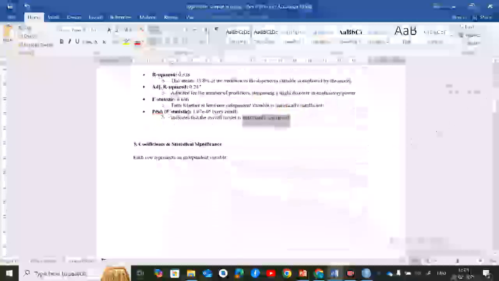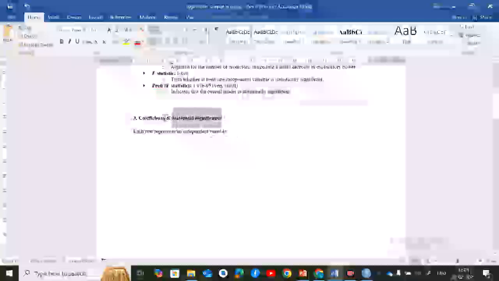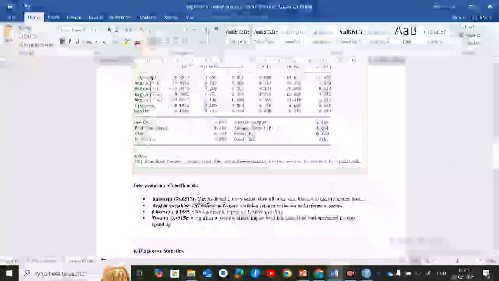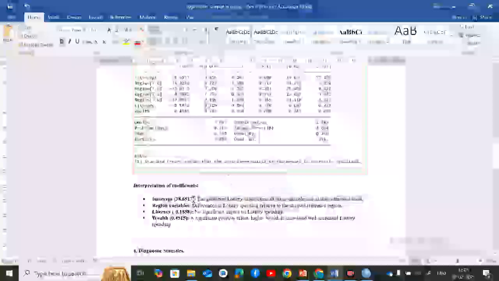Then we have something called coefficients and statistical significance. Coefficients are nothing but what the independent variables capture once your model is trained. Let me go down. The intercept is this one. This is the lottery value when all variables are at their reference level. You can also say it is the value cutting the y-axis, where Y is your lottery.